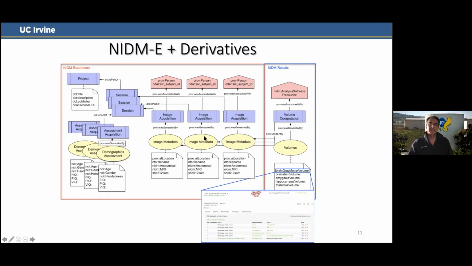And it's linked into each of the original images that were used to compute the volumes of the different regions of the brain. And we have an activity volume computation here, which you would typically want to be a workflow record, so some subgraph of the workflow that was used to compute the volume.